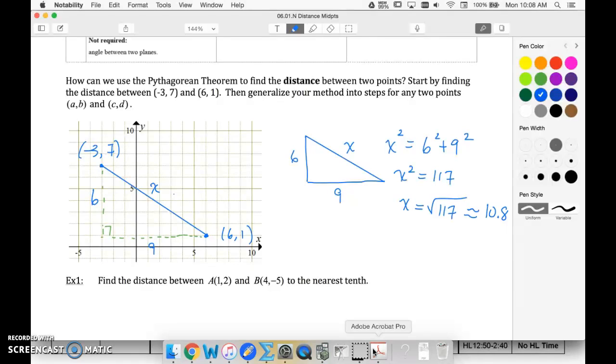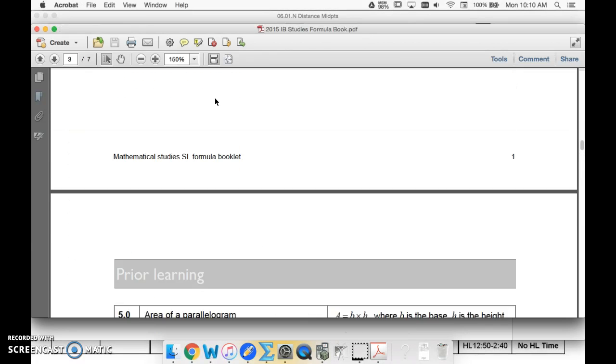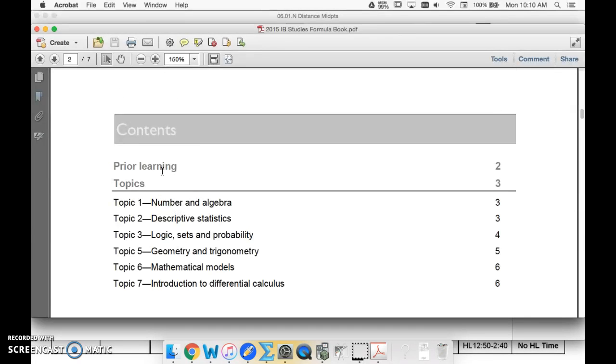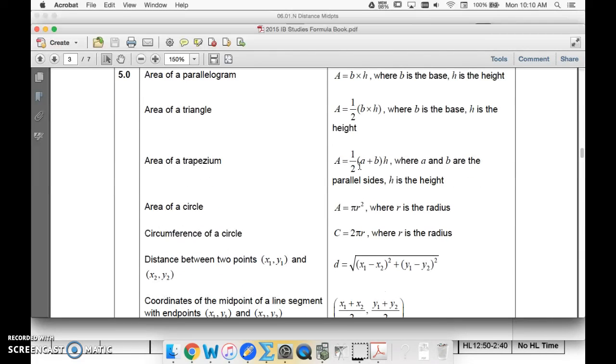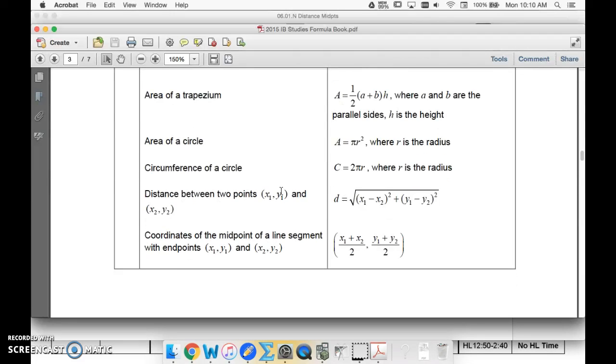So that's specific to those 2 points. In general, we would like to have a formula for that. So let's look at our formula booklet to try and find that. So in our formula booklet, this is actually under prior learning, and we're in topic 5. So notice we've got all these areas, and we also have the formula for distance between 2 points. So if I have 2 points, x1, y1, my second point, x2, y2. So I'm not multiplying that one, it's just telling me first point, second point. This says I do x1 minus x2 and square that, and then y1 minus y2 and square that, add it up and take the square root.